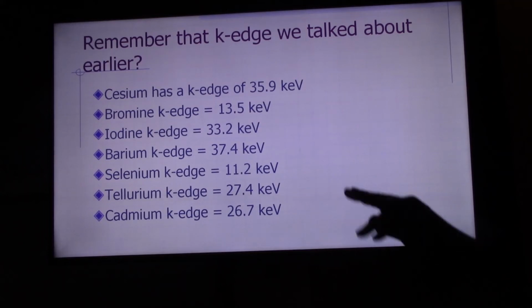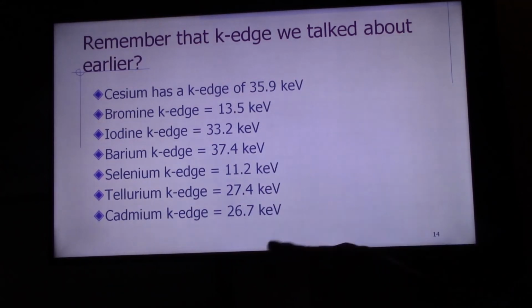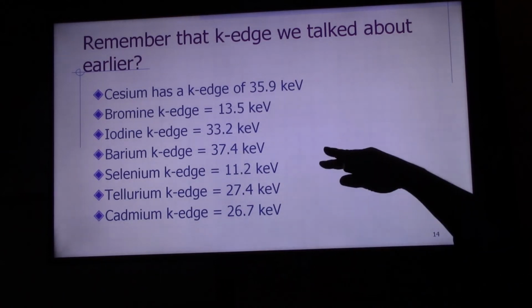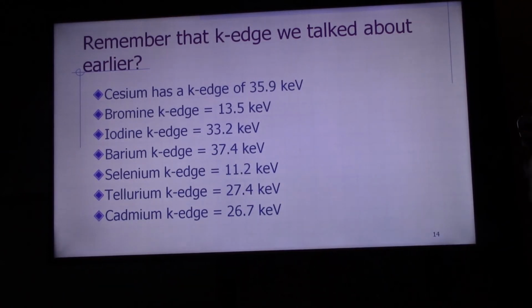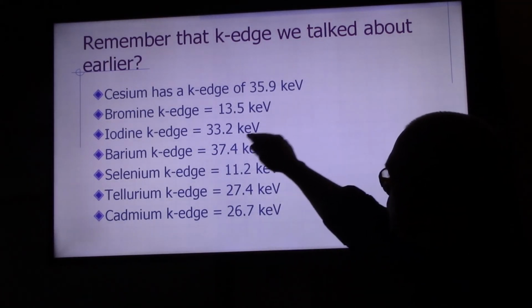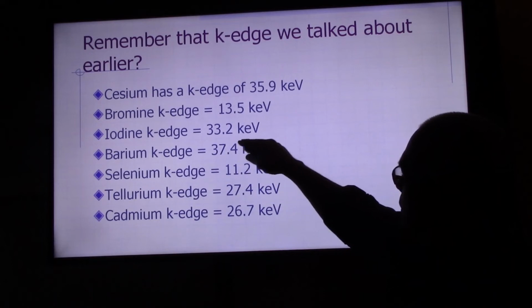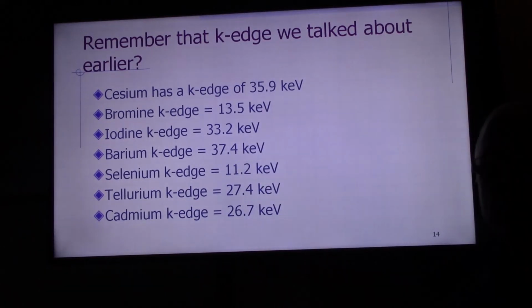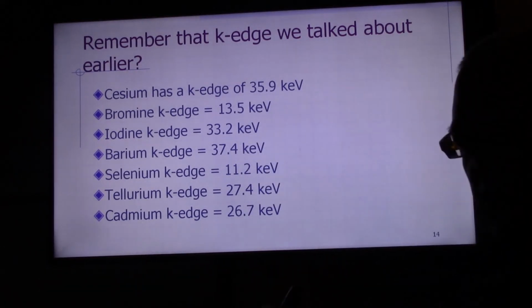Check this out. Okay, cesium, remember K-edge. The K-edge we were talking about. Remember how for human tissue the K-edge was down around like 5 or less? Well, for cesium the K-edge is 35.9. Remember, cesium iodide: the cesium's at 35.9, the iodine's at 33.2. Those are both right in the diagnostic range.